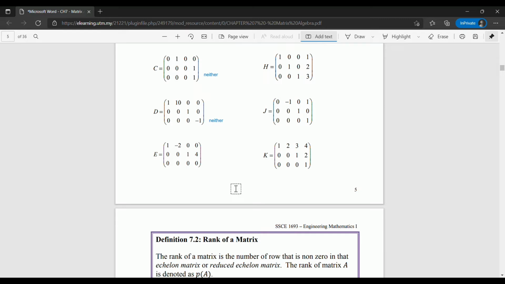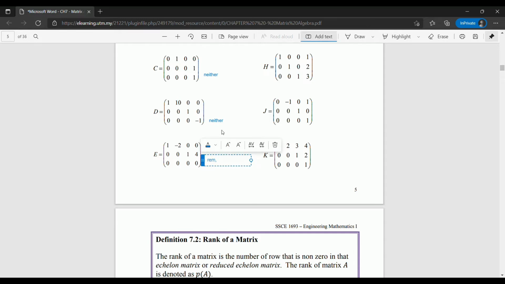Then matrix E. We check the properties one more time. The leftmost non-zero entry is 1 for every row. Yes. Then the leading one of the lower part exists further to the right than the leading one in the upper part. Yes. And the row consisting of all zero entries is located at the bottom. So this one is REM.